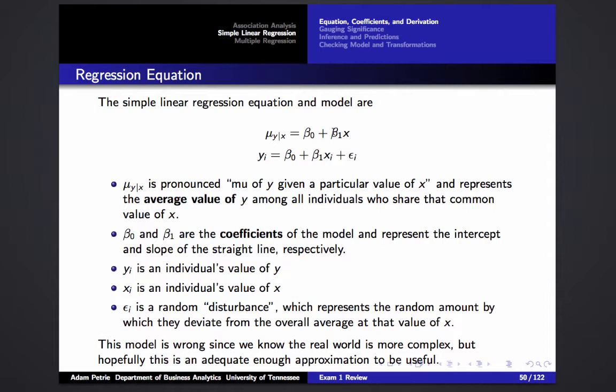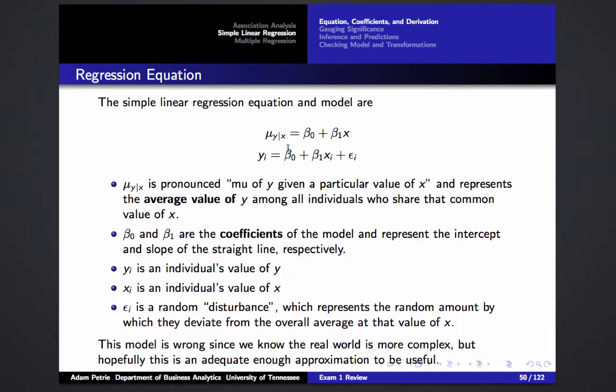And we go a step further and actually describe how individuals' values of y behave. An individual's value of y is equal to the overall average value of y at that value of x, beta 0 plus beta 1 times that individual's x, plus a random disturbance. This disturbance just represents the fact that not all individuals, of course, have the same y value as the average. They deviate by random amounts. So we call beta 0 and beta 1 the coefficients of the model, and we would like to estimate those coefficients based on a set of data that we've collected, because these two coefficients help to describe exactly how the average value of y and x vary together.